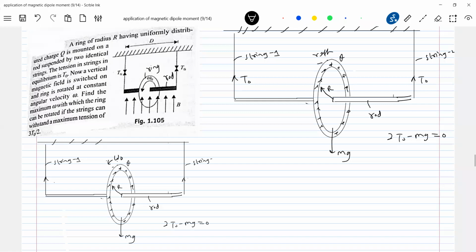What will happen? A uniform magnetic field is switched on. And it says the maximum tension the strings can withstand is 3 T naught by 2. And what is the maximum possible angular velocity? Why are those angular velocity conditions put? From where should that condition for angular velocity come?